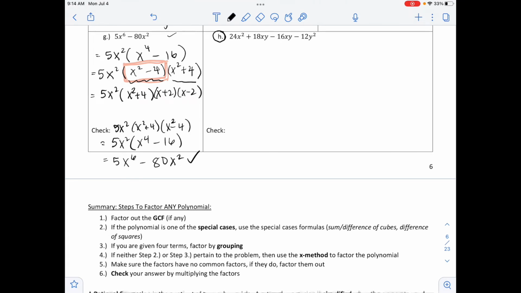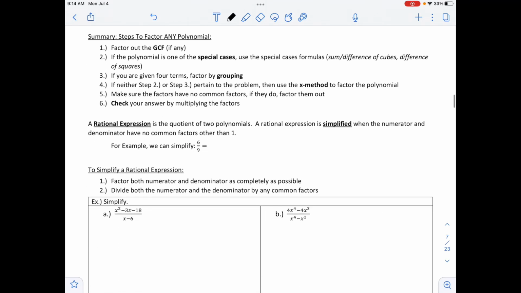Again, remember the first thing you should always do is factor out your GCF. So the summary of the steps for factoring any polynomial is given here. So the first thing is to factor out your GCF if there is any. 2 says if the polynomial is one of the special cases, use the special case formulas. This would be like our sum or difference of cubes or the difference of squares. 3 says if you're given 4 terms, factor by grouping. 4 says if neither step 2 or 3 pertains to the problem, then use that X method that we talked about. Or you can try the guess and check.